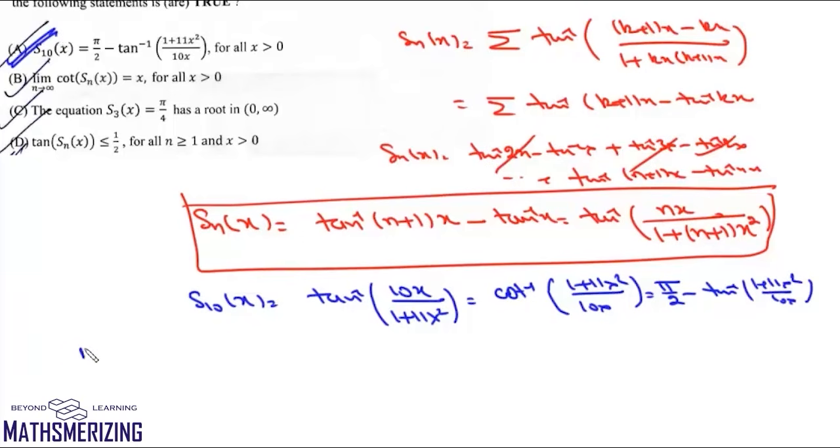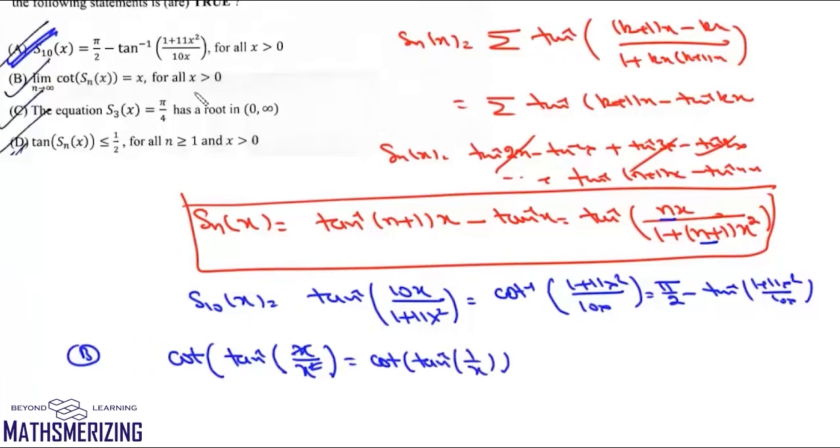Now if we look at this option B, then this cot of this limit n tends to infinity. Now if we take limit n tends to infinity, this limit will be tan inverse of, now coefficient of n, here it is x and here it is x square. Now this x and x will cancel, so we'll get this as cot of tan inverse of 1 by x, and since x is greater than 0, it is cot of cot inverse of x, which is nothing but x. So that means this option B is also correct.